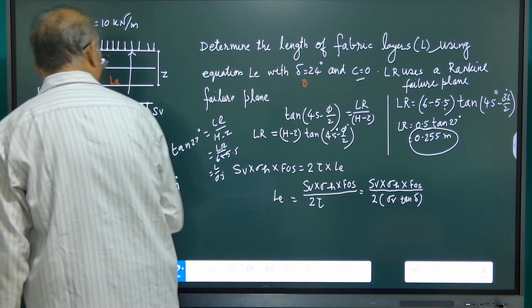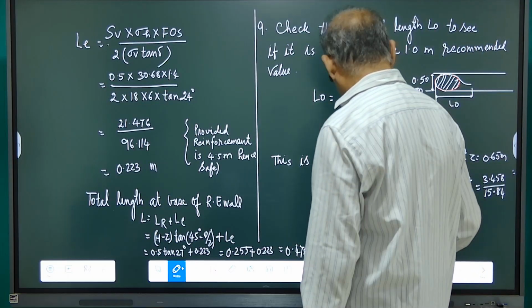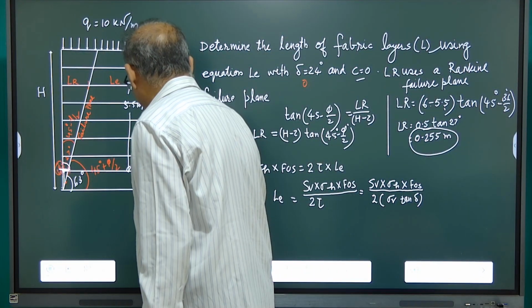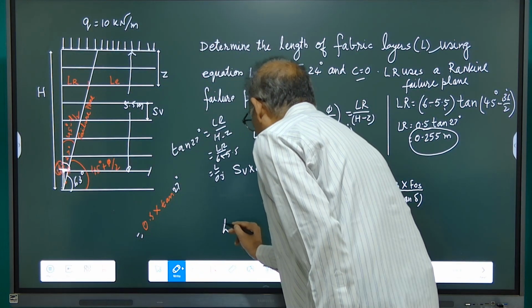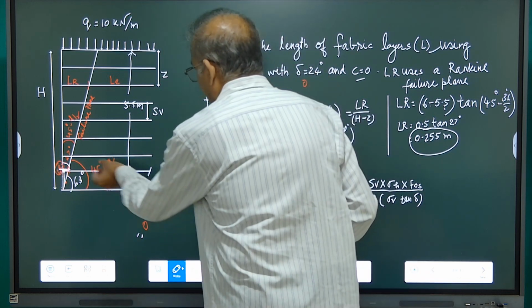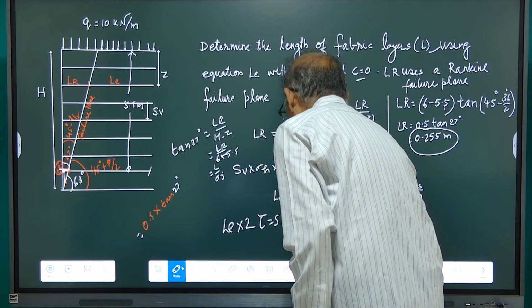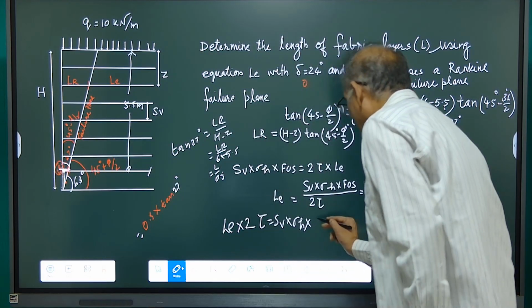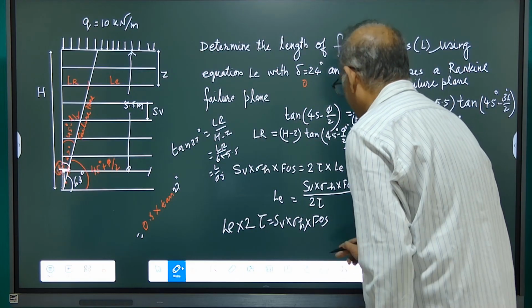This length has come. Now we need to find out how much will be the LE, the anchorage length. We can find LE from 2 times the shear stress equal to SB into sigma h into factor of safety, that is nothing but 1.4.